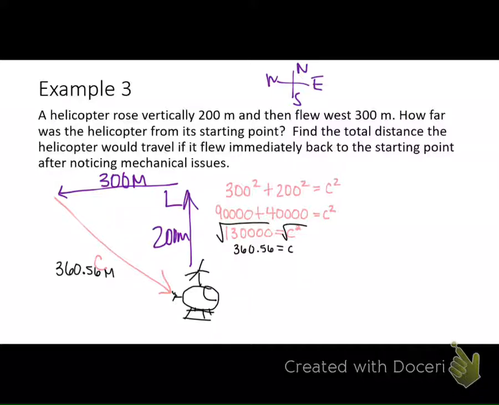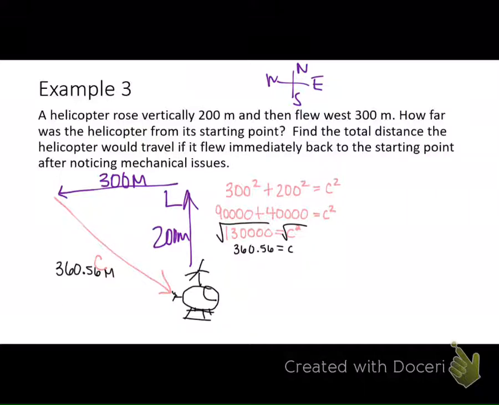Bryce, how could I find the total distance? We don't need the distance formula here. It's just saying the total distance he traveled. So he goes up how many meters? 200. He goes to the left 300 meters, and then he goes back home, Bryce, to how many meters? 360.56. So what do you do with those pieces? You just add them together.